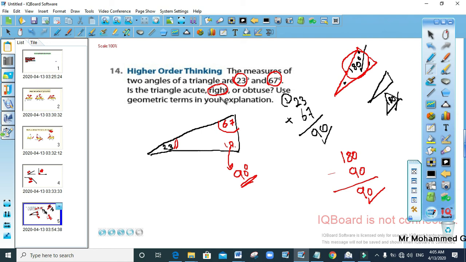Hopefully you understand the lesson, how to classify the triangle according to its sides or according to its angles.